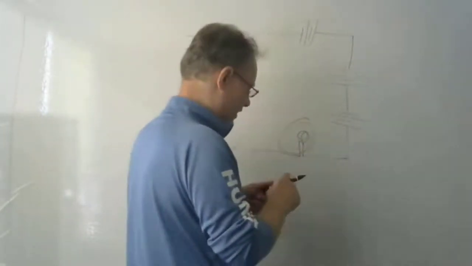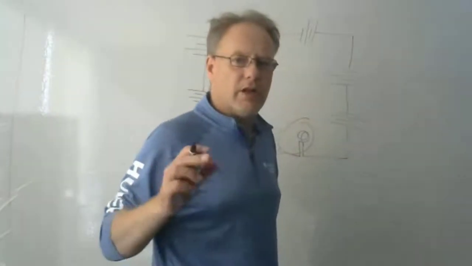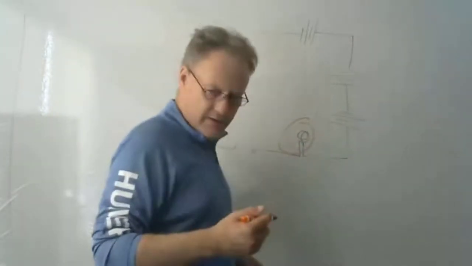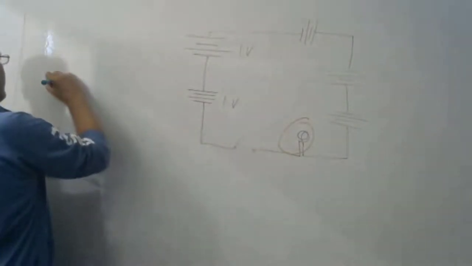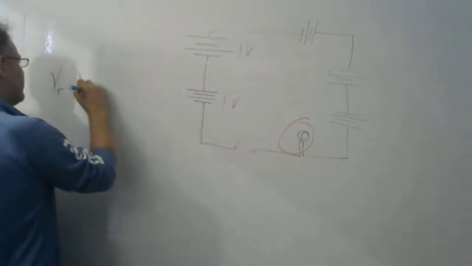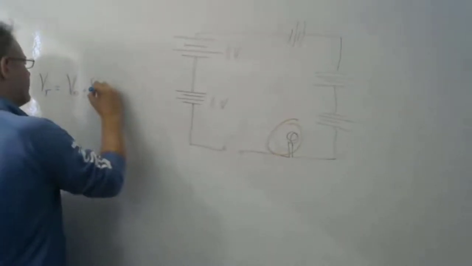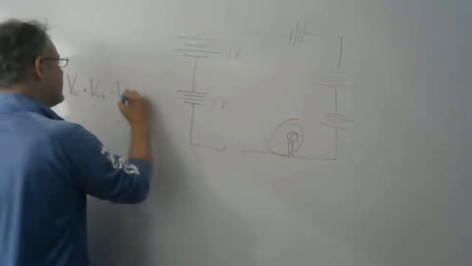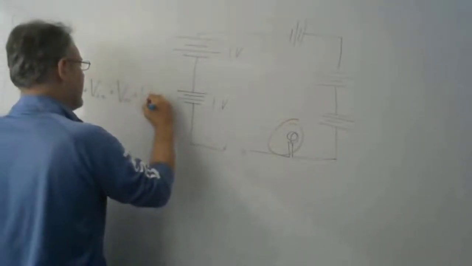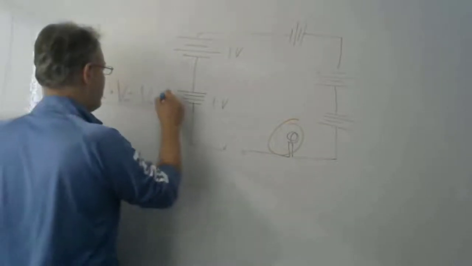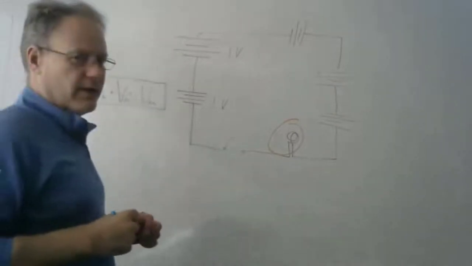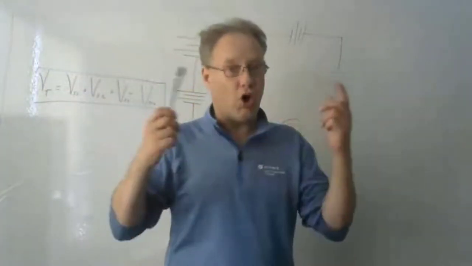So now I'm going to give you a formula first. I'm going to write the formula over here. V total equals VS1 plus VS2 plus VS3 plus VSN. That is the formula for calculating the total voltage in a system. The total voltage in a system.